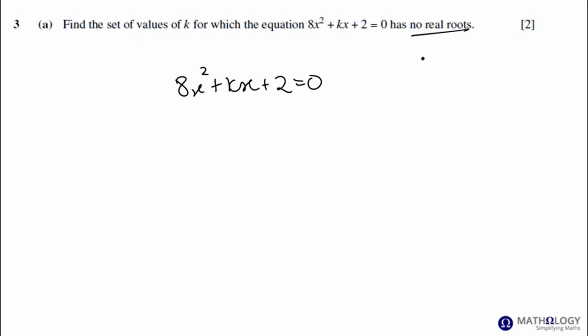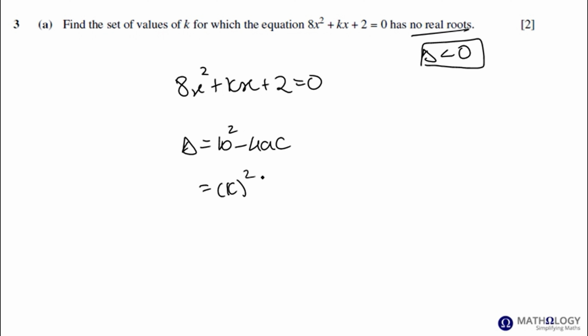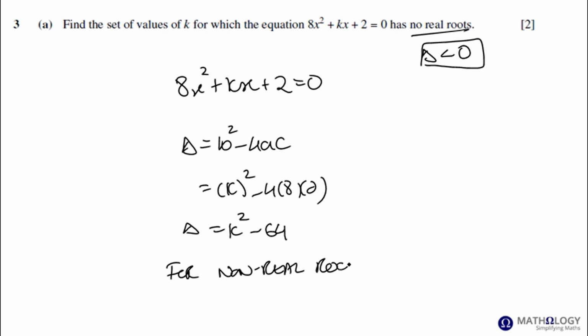Okay. For no real roots, we know that delta is less than 0. Delta is negative. So we're going to establish the discriminant for this quadratic and then put it less than 0. So delta equals b squared minus 4ac. That's k squared minus 4 times 8 times 2, k squared minus 64. For non-real roots, delta is less than 0, so therefore k squared minus 64 is less than 0.